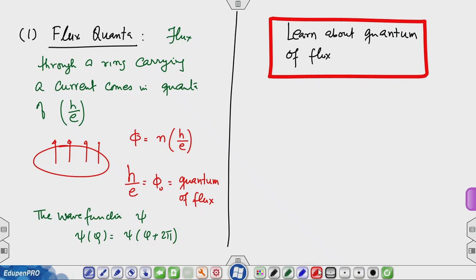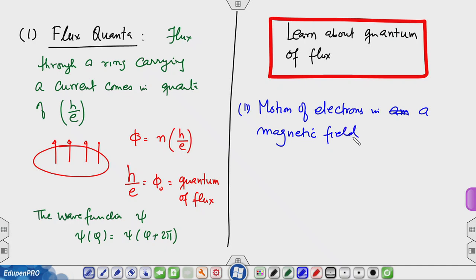And second thing that I'm going to spend considerable time on is the motion of electrons in a magnetic field, and what this leads to is something called the Landau levels, and these play a very important role. The Landau levels and their degeneracy play a very important role in explaining quantum Hall effect.